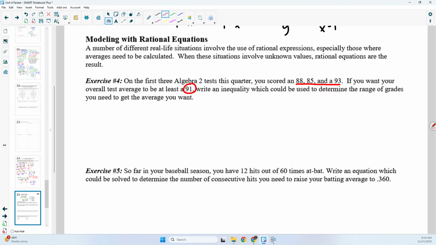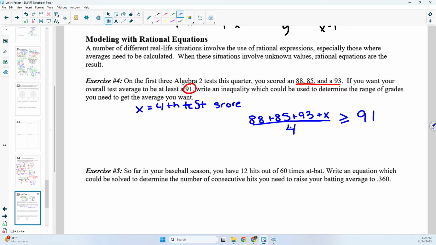So to find an average, we know we add up the sum of the scores, and I'm going to let x be the fourth test score. So I'm going to add up the 3 I have, plus 1 that I don't know what it is. That's a total of 4 scores, so I put a 4 down here. And I want my overall test average to be greater than or equal to, because at least means 91 or more, 91. So that's how we could write this situation.